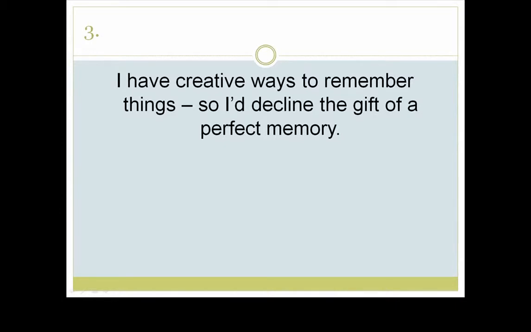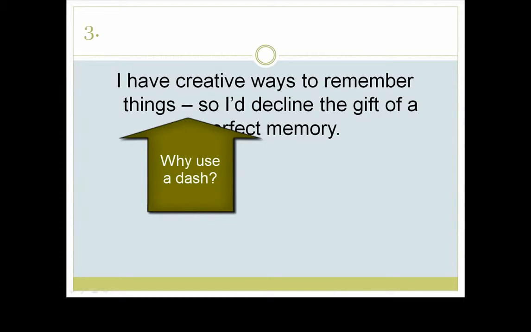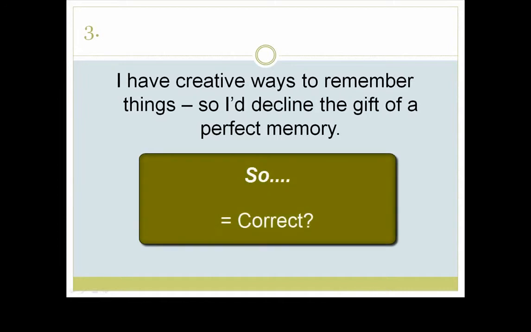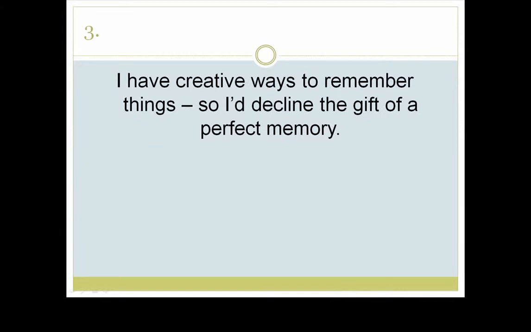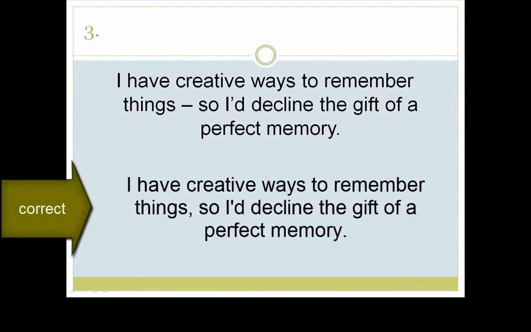3. We have two independent clauses. That dash is not helping us join them together correctly. Now, some writers might start sentences with so, but again, that is not a pattern I'd recommend for academic or professional writing. I think the best solution here is simply to replace that dash with a comma. And write, I have creative ways to remember things, so I decline the gift of a perfect memory.